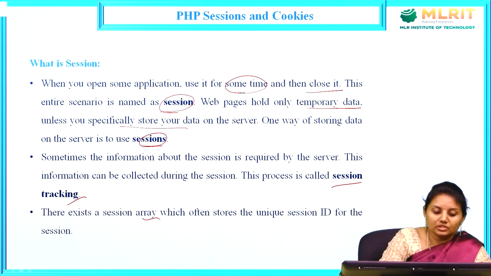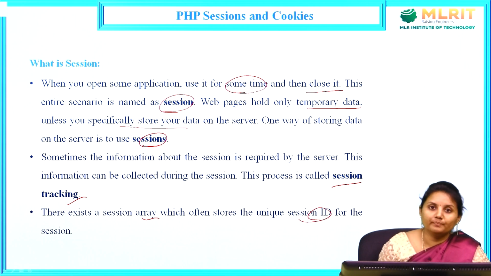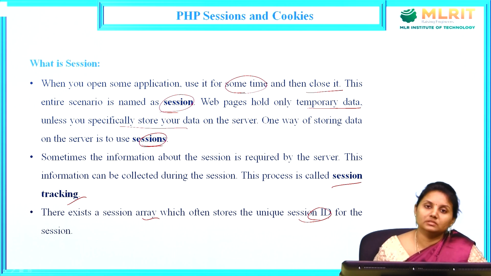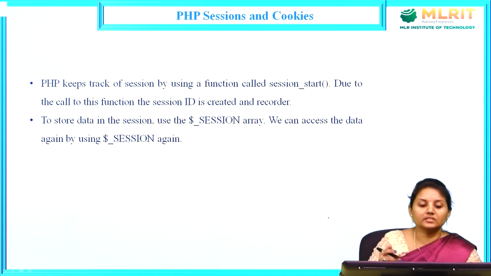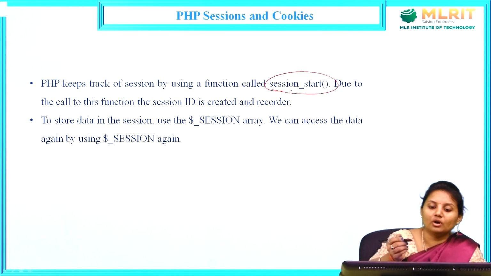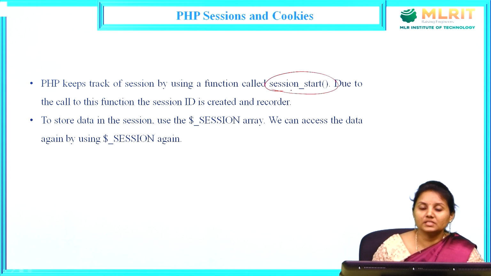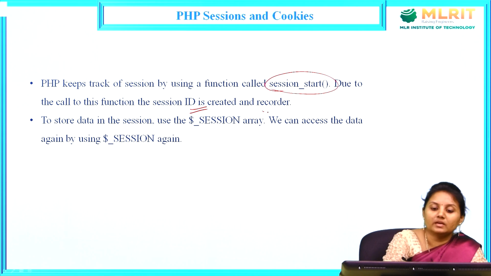And there exists a session array which often stores the session ID. Every time we see that n number of users will be using n number of web pages. Whoever is using, and when and what, can be tracked by using session tracking, by assigning unique IDs. PHP keeps track of the session by using a function called session_start. Session_start means your session will get started. Due to this function call, the session ID is created and recorded. Once it is recorded, you can track it easily.